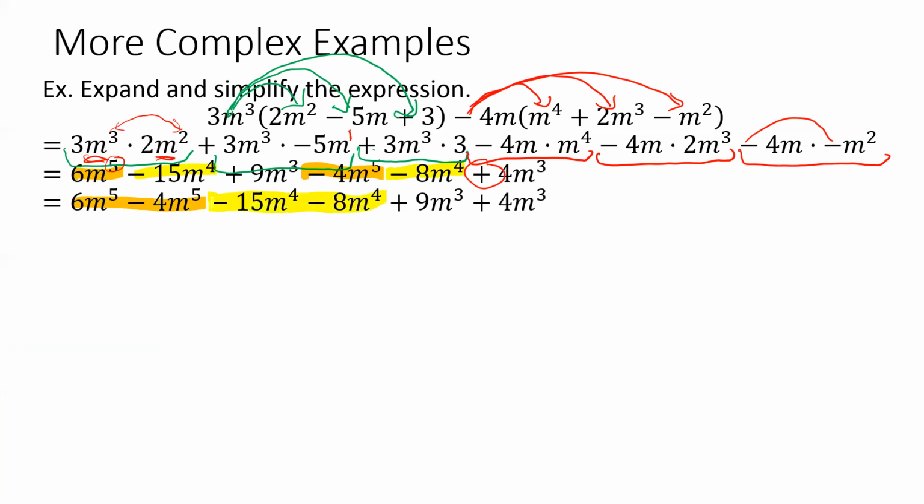And notice that when I move them next to each other, I always look at the sign in front when I move them around, right? So you don't ignore the negative sign. You have to move the negative sign in front as well.